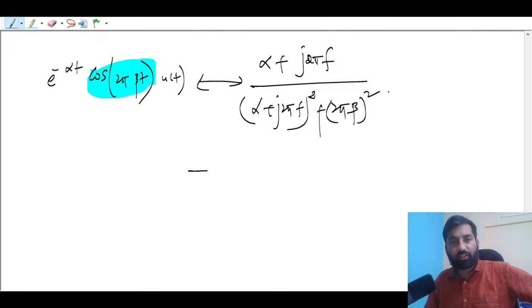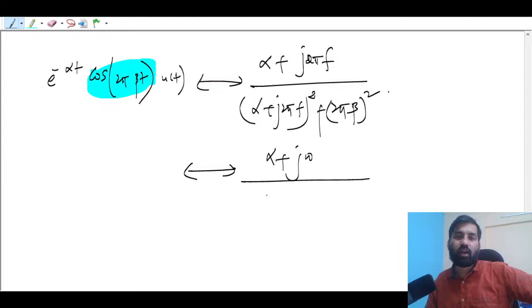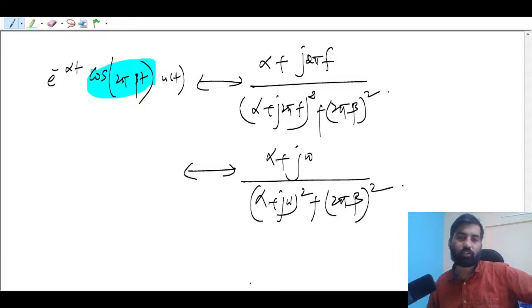Now if you want to write in the omega domain, you can replace, since there is no impulse. So you can write alpha plus j omega upon alpha plus j omega whole square plus 2 pi beta whole square. The 2 pi beta you have to keep as it is, there is no change. So hopefully this makes sense and you will be able to write it.